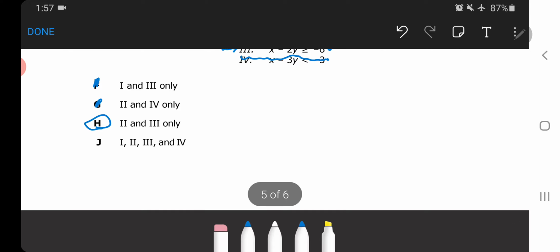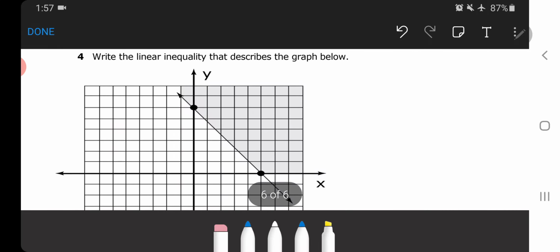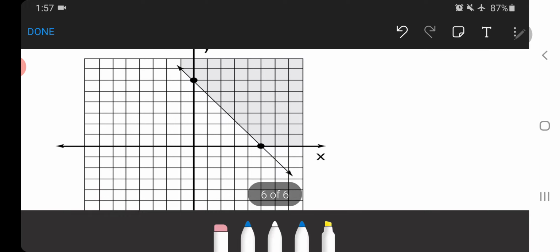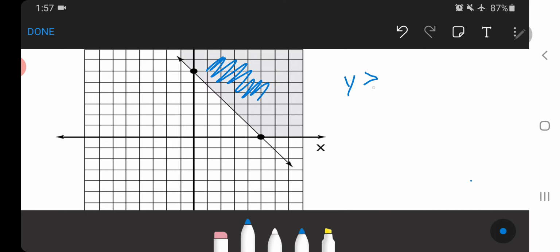Alright, guys. Let's see. I believe we got one last problem. It is a graph. It says write the linear inequality that describes the graph below. Okay. Well, let's first notice this. We have y. Our shading is above the line. Okay. Shading above the line. So we know we are greater than. And since our line is solid, we also equal to.